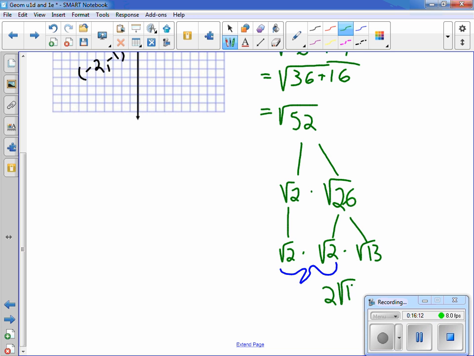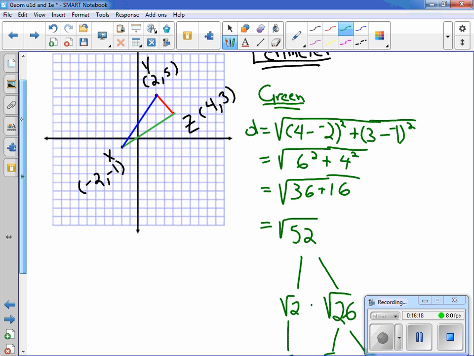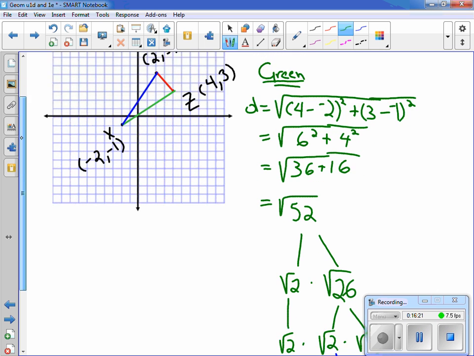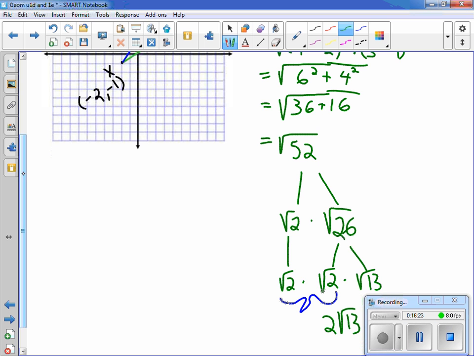Let's take a look at the red line, Y and Z. And take note of the notation. I'm going to use points Y and Z, the line segment YZ. You may see it expressed this way on the test. So the distance of YZ is going to equal, again, my square root formula. X2 minus x1 squared plus y2 minus y1 squared.